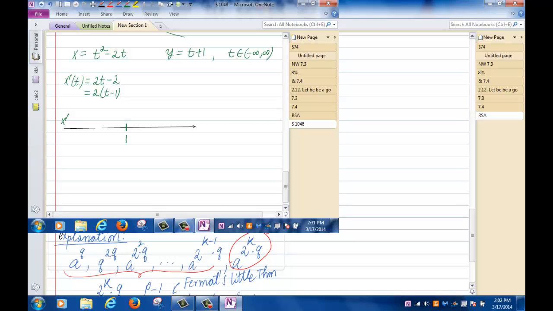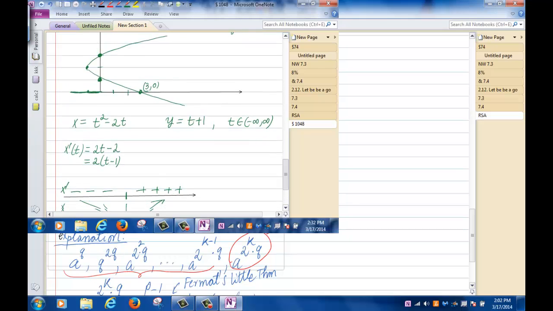How do you find where the function is increasing and decreasing? X prime would be negative or positive when t is less than 1? Negative. So here, x prime is negative, and here x prime will be positive. So the function x is decreasing here, increasing here, right? I don't have to do the same thing for y because it's pretty clear that y is linear, so it's increasing. The slope is positive, so it's increasing everywhere.